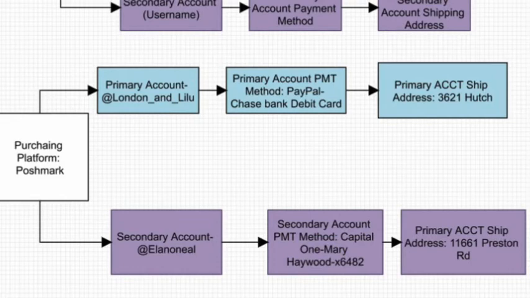So just to review, it'll be the primary account unless otherwise stated. So if, let's say you get an eBay screenshot, there's no account information listed anywhere on it, then you're going to assume that it's the primary account. And then you're going to assume that it's the payment method and the shipping address attached to that account.